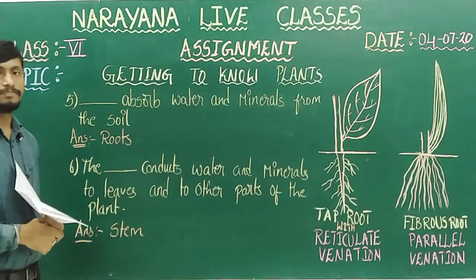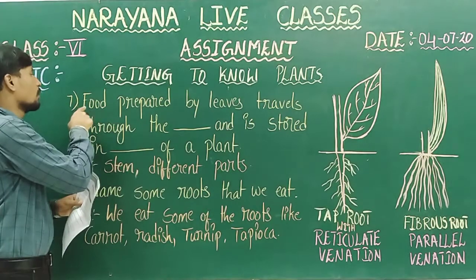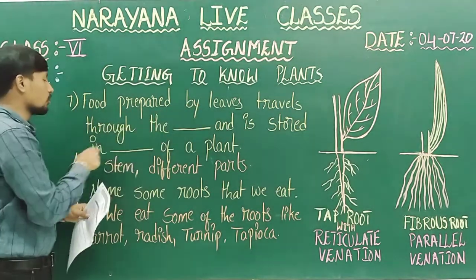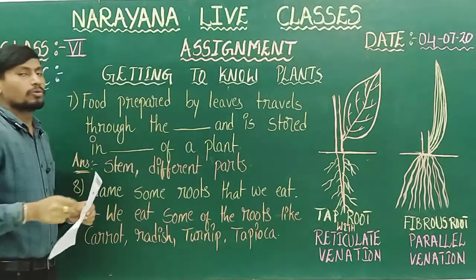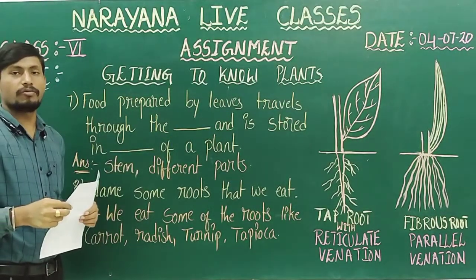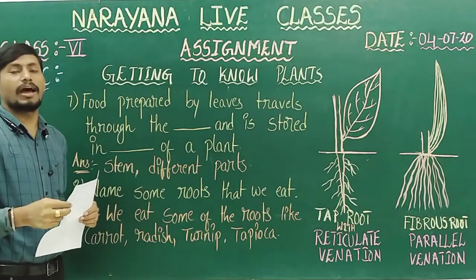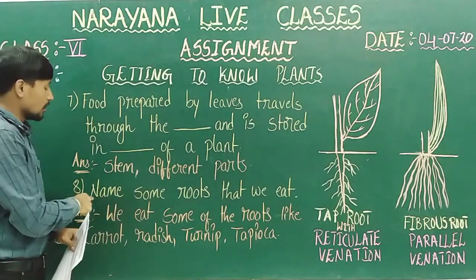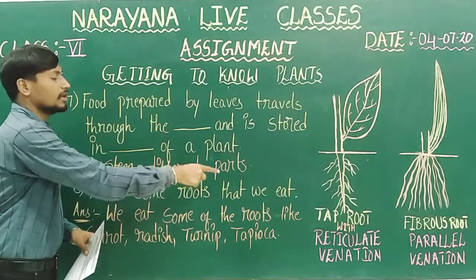And the next question, seventh question: food prepared by leaves travels through the dash and is stored in dash of a plant. Whatever food is prepared by the leaves is stored in the stem and other parts of the plant. And the next question, eighth one: name some roots that we eat.